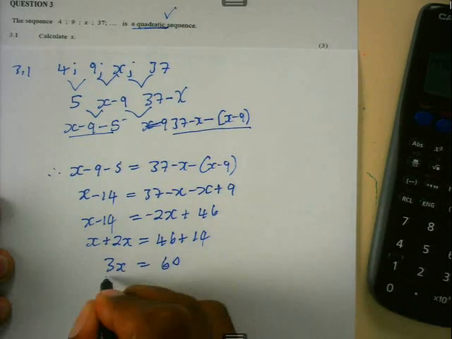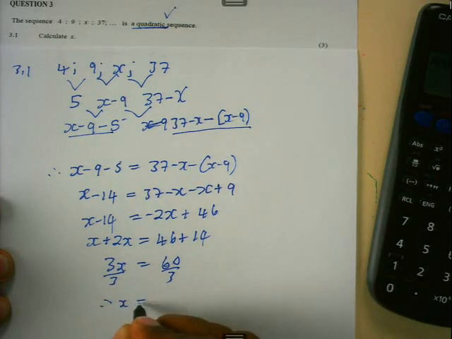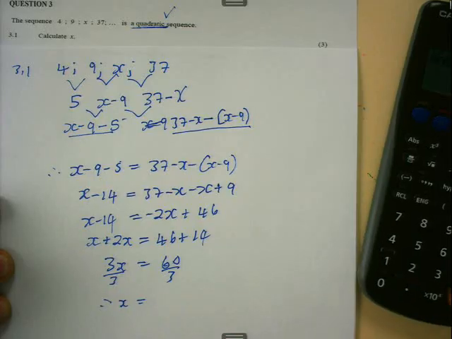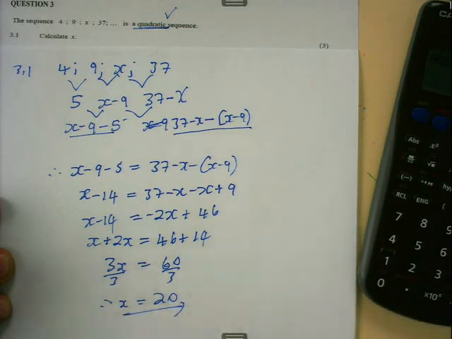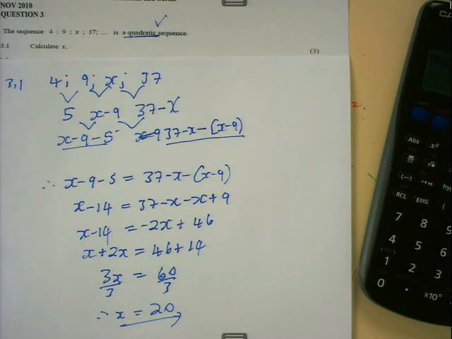Now immediately from here, divide by 3. Therefore, x now is equal to what? x now is equal to 20. Now I can see I have the value of x which is equal to 20.